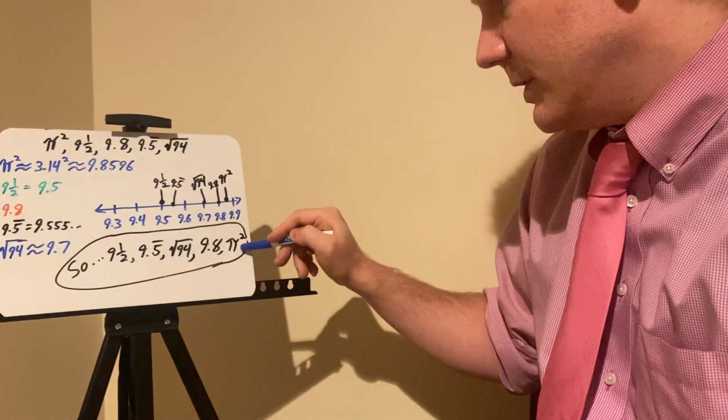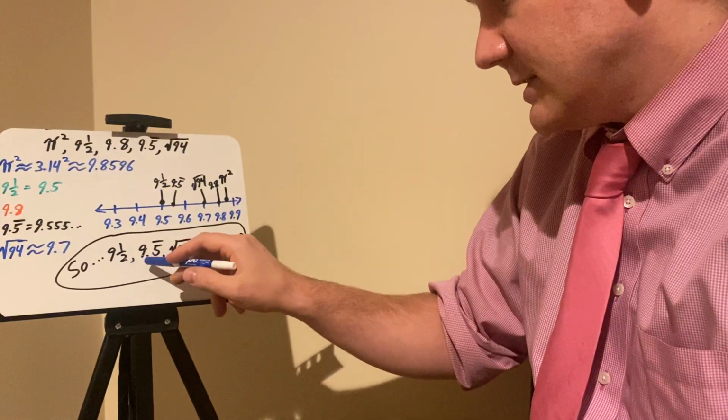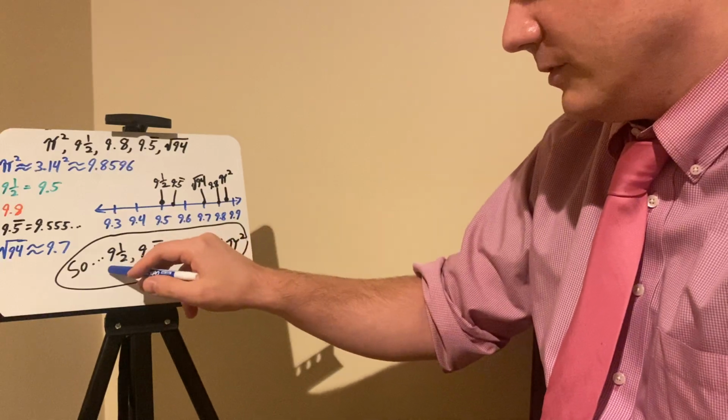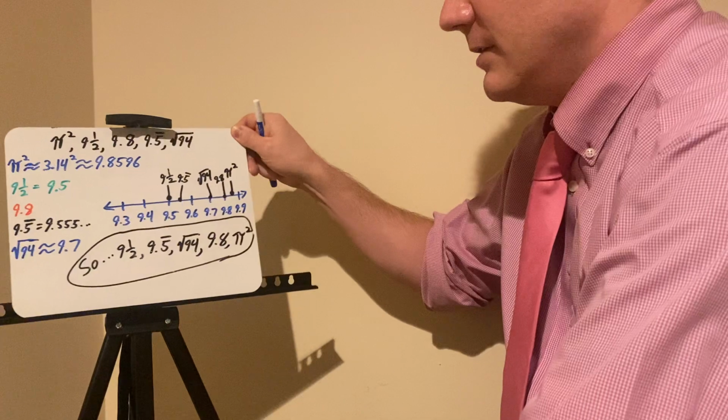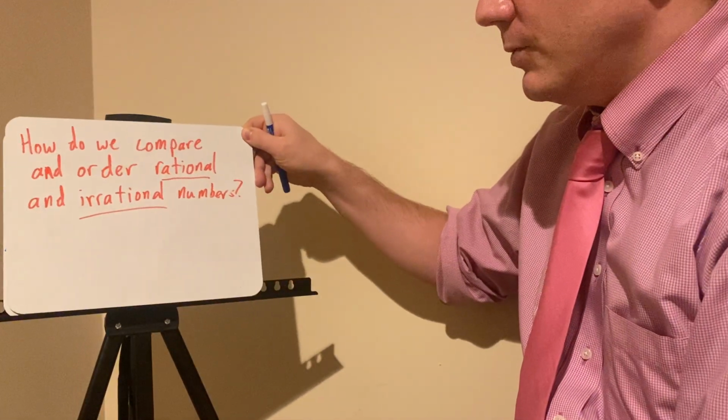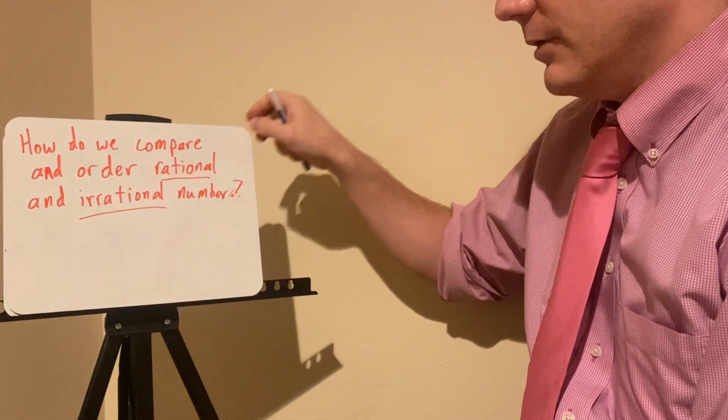So then pi squared would be the greatest, 9.5 would be the least, and then the other numbers follow suit. I listed them from least to greatest here. Just pay attention if you're asked a question that asks you to put them in a different order. So now you know how to compare and order rational and irrational numbers.